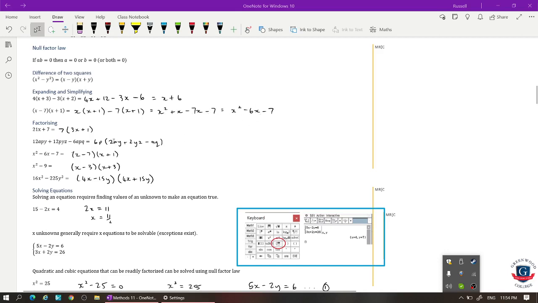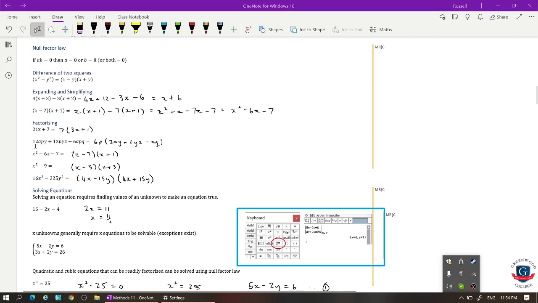There it is there. Factorizing, going backwards from an expression to a bracketed expression. So what's the common factor between 21x and 7? That would be 7. To put that out the front, 7 times 3x gives me 21x, 7 times 1 gives me 7.